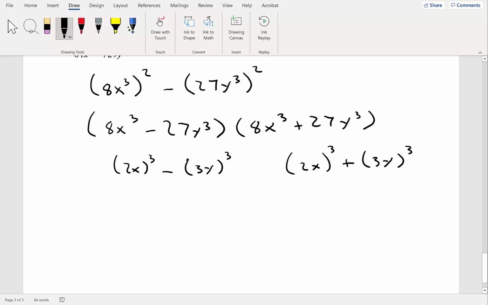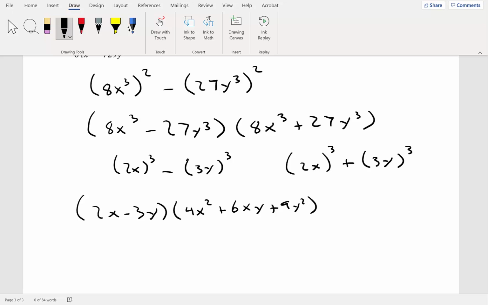Okay, so let's begin with the difference of 2 cubes. So factoring it out, we have 2x minus 3y times 4x squared plus 6xy plus 9y squared. Now we're done with that difference of 2 cubes. Now the sum of 2 cubes, using our formula, we have 2x plus 3y times, write it below it, 4x squared minus 6xy plus 9y squared.